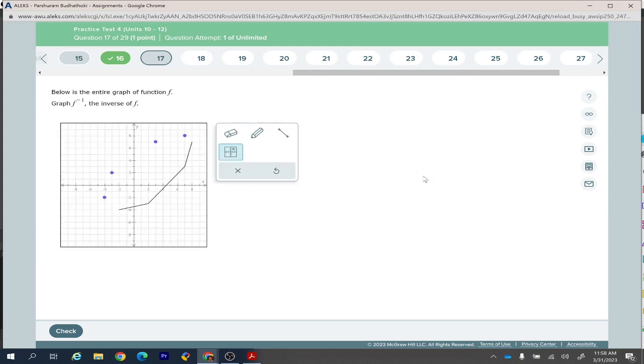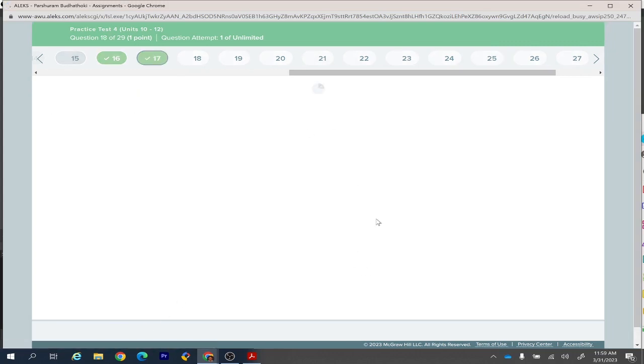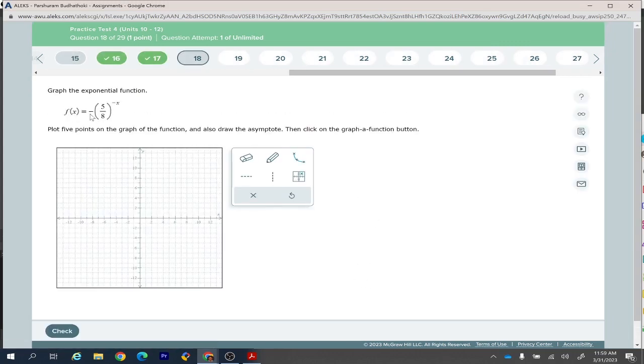After plotting all these 4 points, you just have to join them using straight lines. That's all. So that's the graph of the inverse of this function. Now, plot the graph for the exponential function.